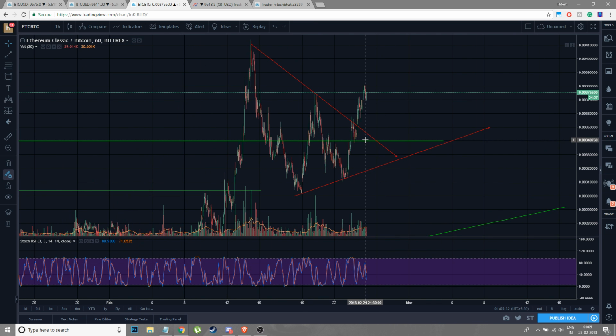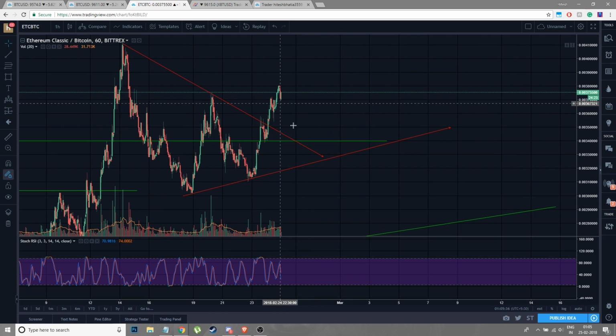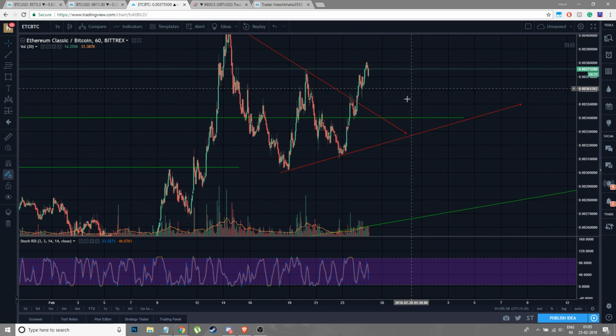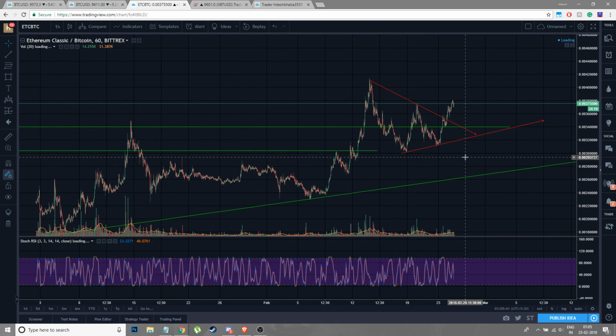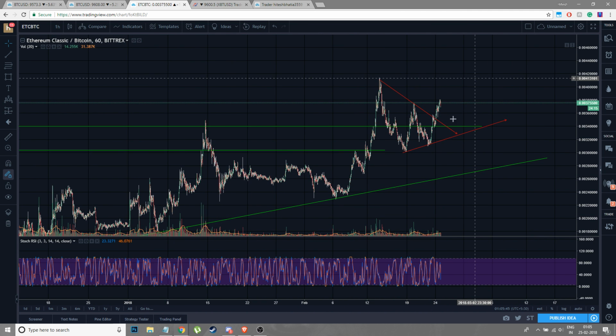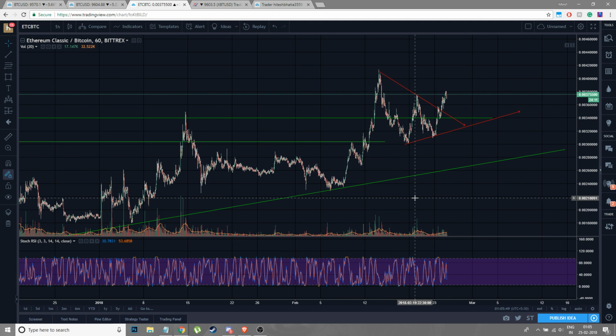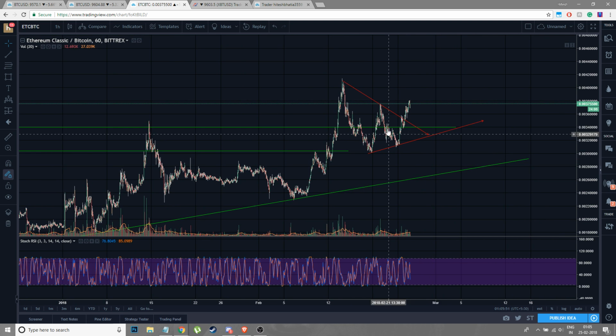I'm seeing if this region acts as support. If it does, we can think about a move to the upside. For now, I'm not re-entering ETC. I think I'm out for the moment because I've already seen immense gains. I don't want to involve myself in what is already a realized potential or realized profit, right? For now, ETC is done to the upside.